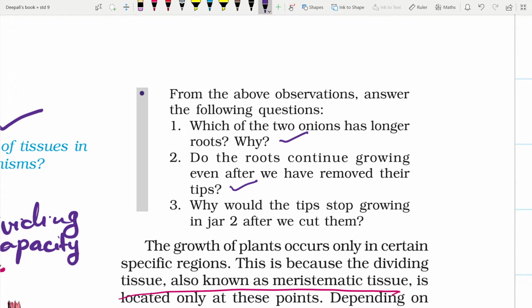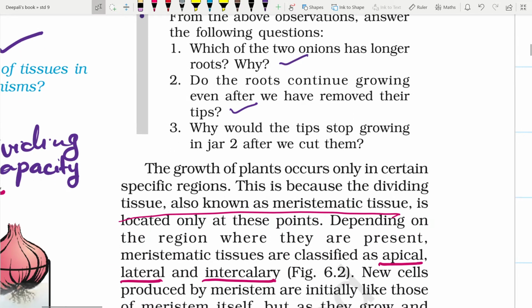Why would the tip stop growing? In jar 2, as we said, the meristematic tissue is no longer present in the roots because it is removed. Now the growth of a plant occurs only in certain specific regions, because the dividing tissue, meristematic tissue, is located only at these points. Depending upon the region, these meristematic tissues are again classified into three groups. They are apical meristem, lateral meristem, and intercalary meristem.